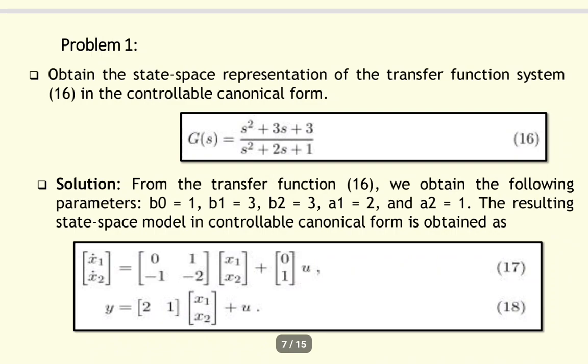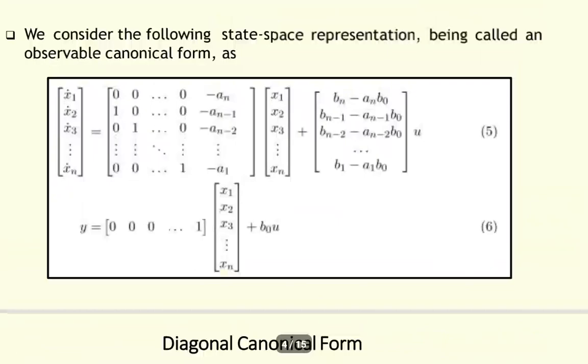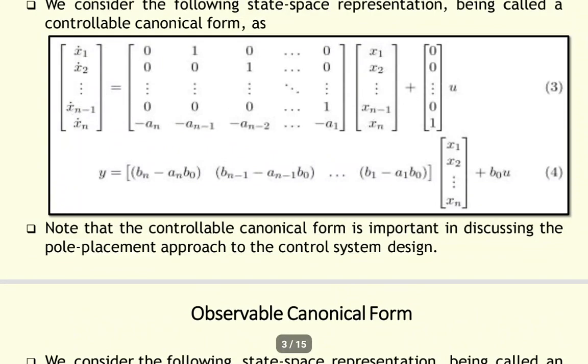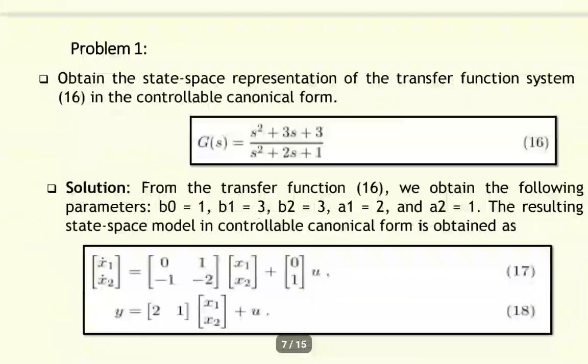Now we come directly to the problem. Obtain the state space representation for the transfer function system, equation 16, in the controllable canonical form. G(s) is equal to (s square plus 3s plus 3) by (s square plus 2s plus 1). Since this is the controllable canonical form, we should take help from this formula: y is equal to [bn minus an b0, b(n-1) minus a(n-1) b0, so on up to b1 minus a1 b0]. This is the C matrix. Okay, so we will take help from this.